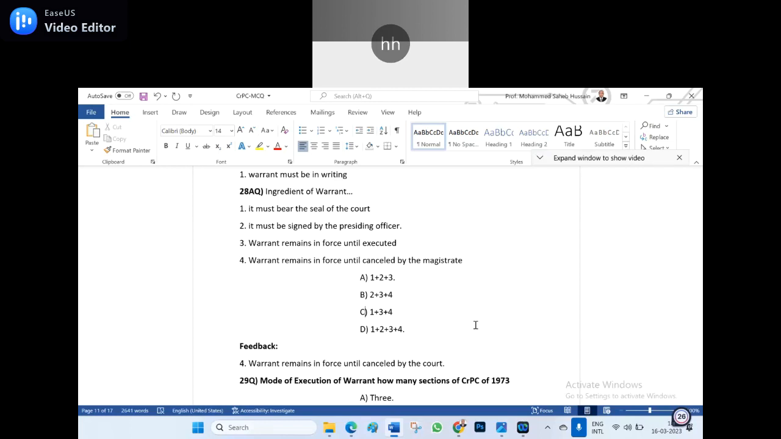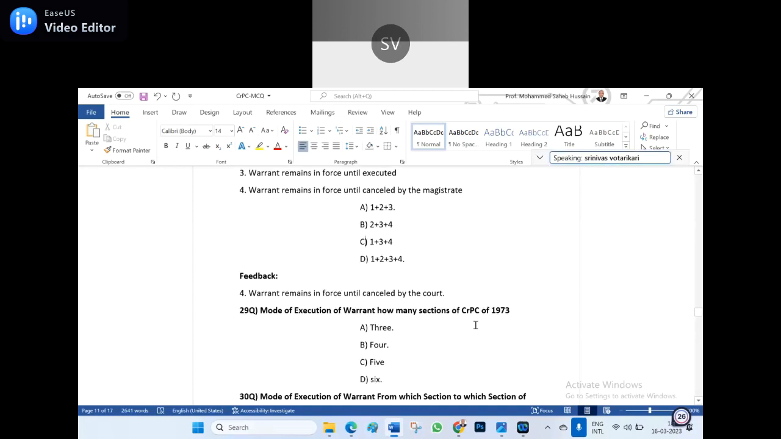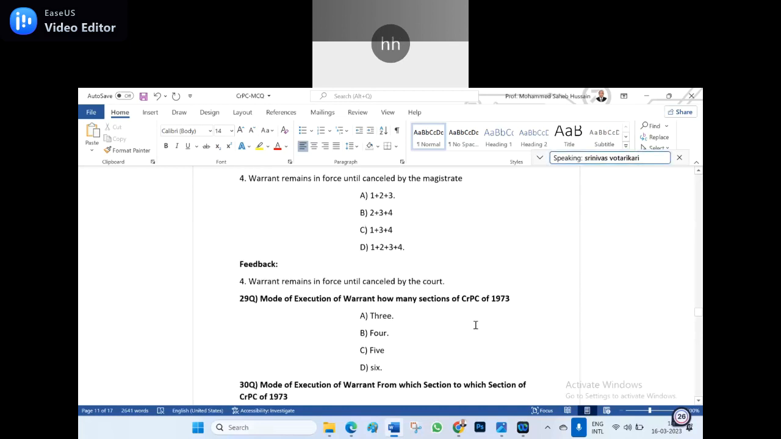Court means, in other words, magistrate itself, no, sir? Because the warrant is only given by the lower court; can't the warrant be given by the district court, sir? For the district court, we say district judge; we don't say magistrate. Yes, sir. So that is the reason we should say cancelled by the court, who will be the presiding officer. So the right answer is 1 plus 2 plus 3.